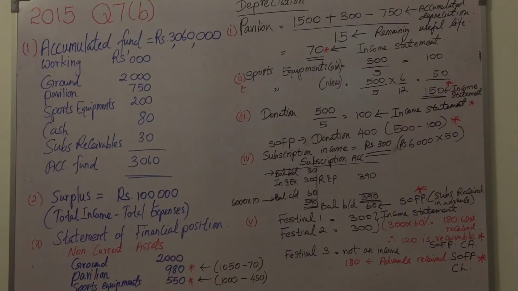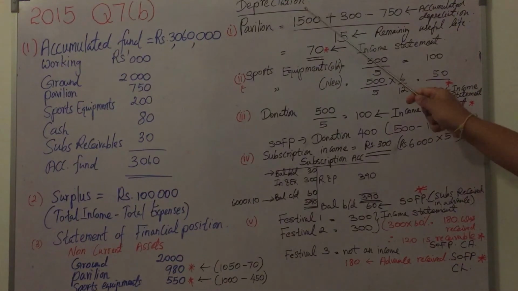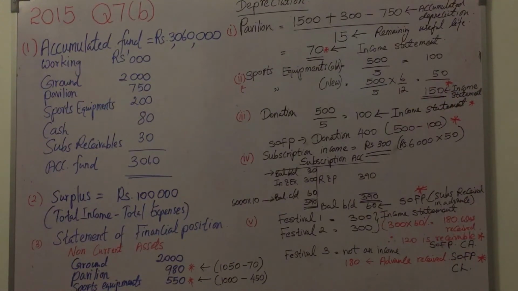And the pavilion cost is 1500. Accumulated depreciation is 750. Expected useful life is 20. And sports equipment 500, accumulated depreciation 300, and the expected useful life is 5. This information could be used to calculate the depreciation and also the first requirement, which is the accumulated fund as at 1st of April 2014.